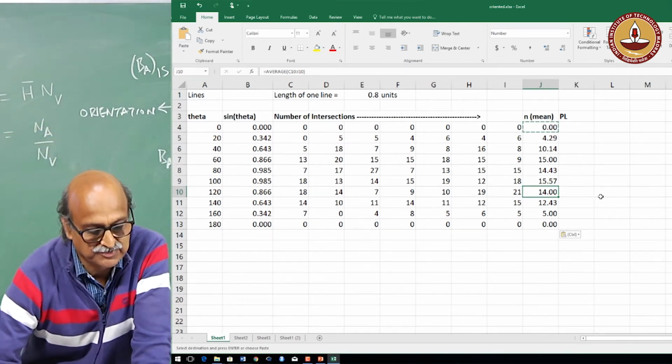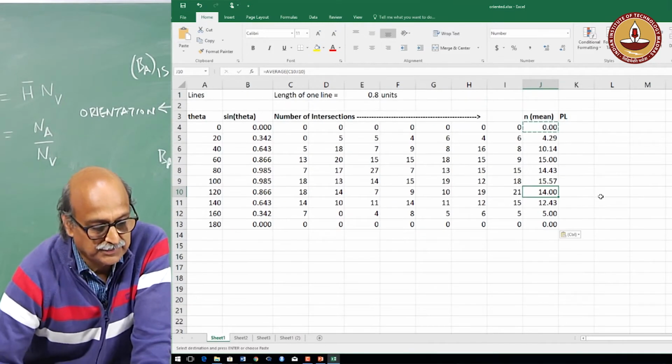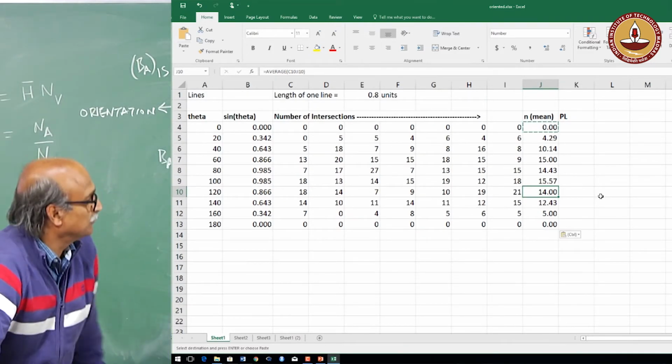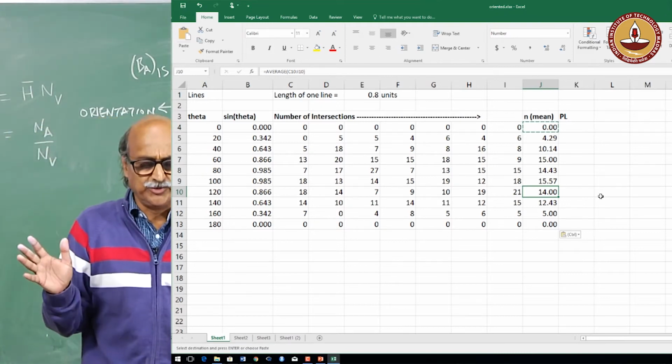Now, in the previous structure, these are simulated structures with arbitrary units.